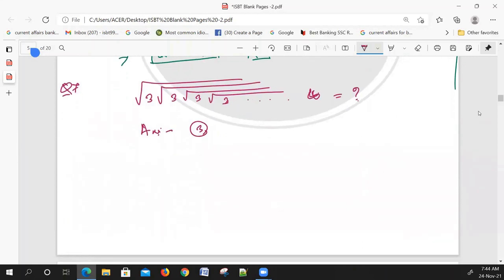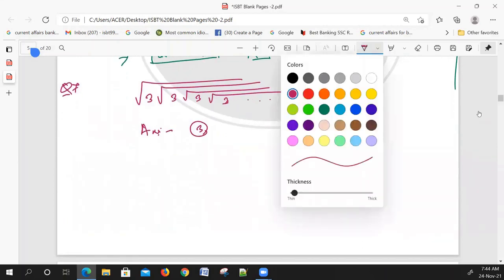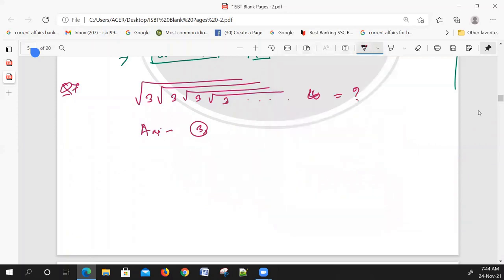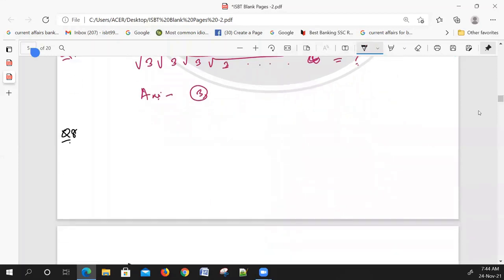So, dear friends, I'll go to another question. Very interesting questions, which are also asked in every competitive examination. Look at the next question. Question number 8. Suppose, a very interesting question. Suppose the question is root 3 under root of root 3 under root of root 3 under root of root 3. What is the value?